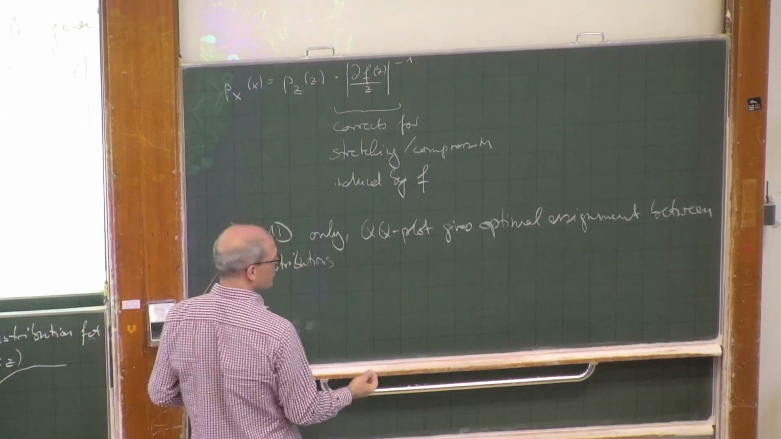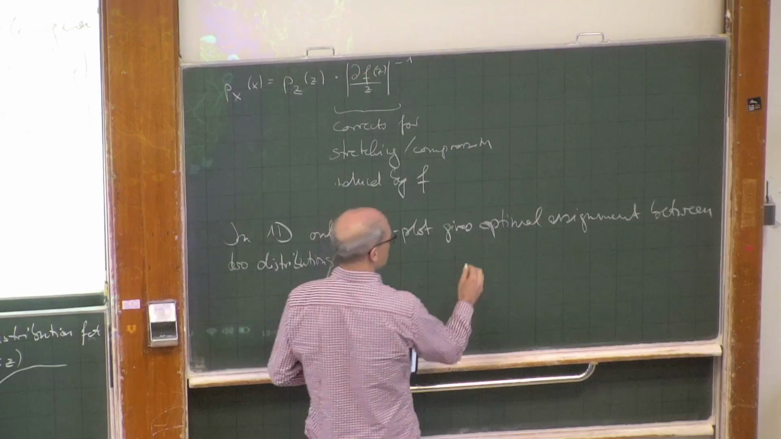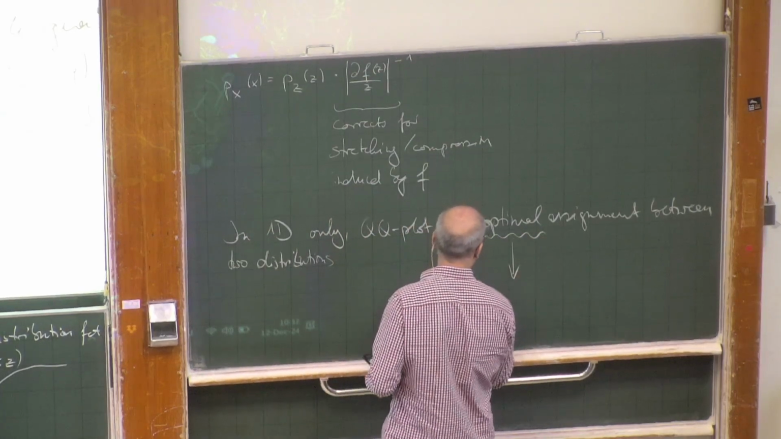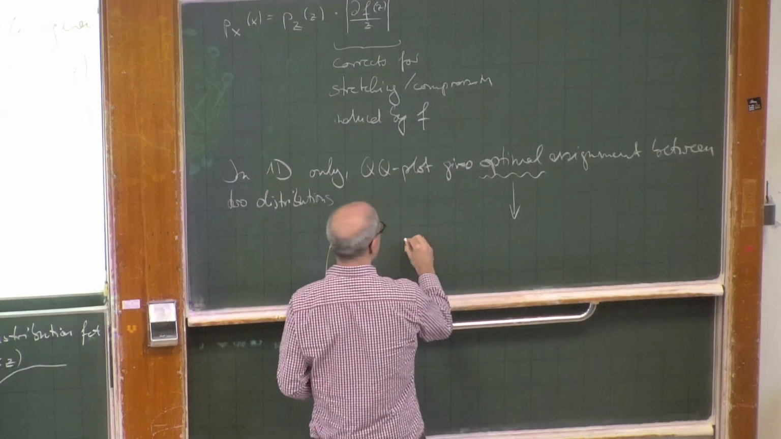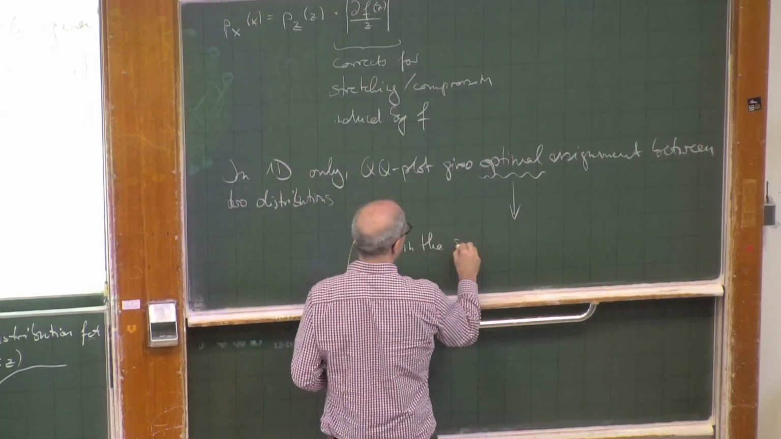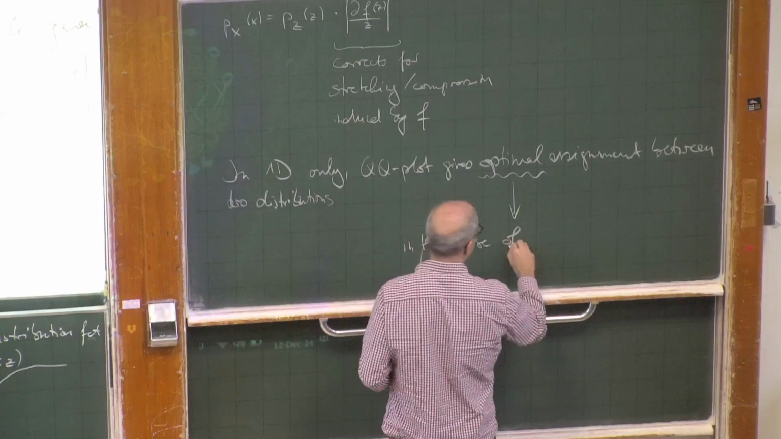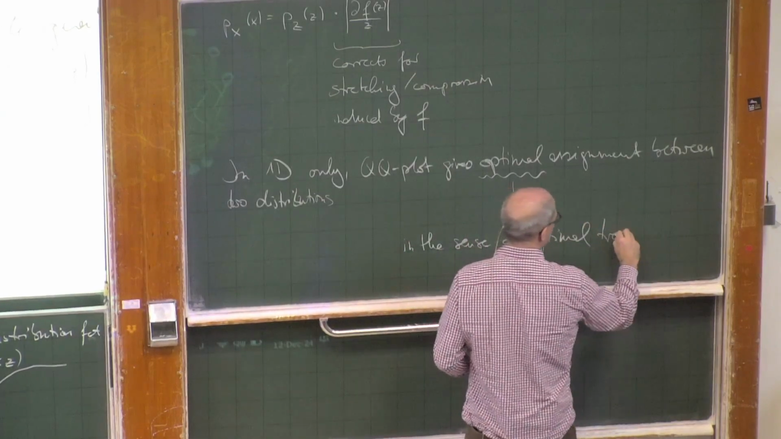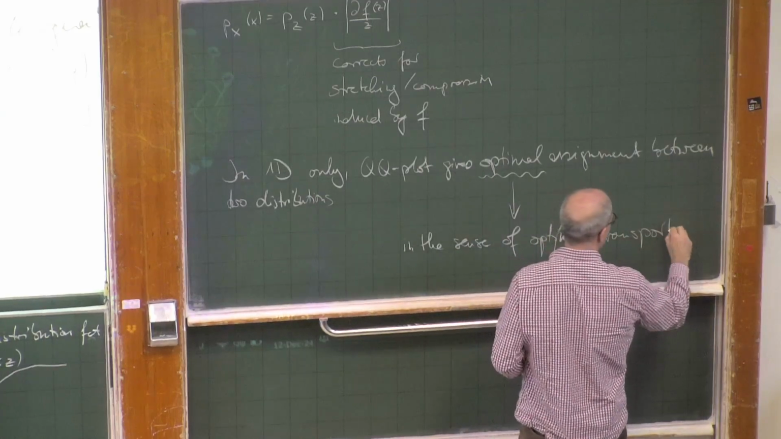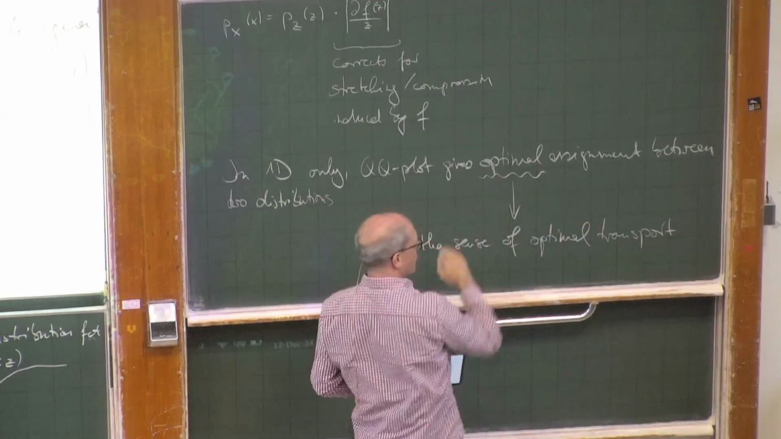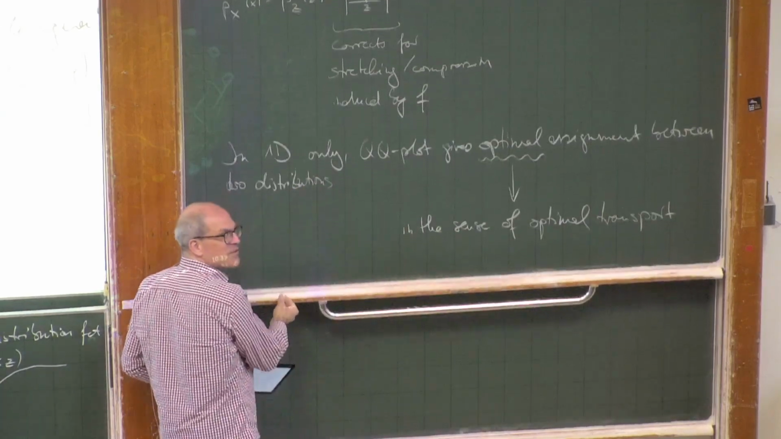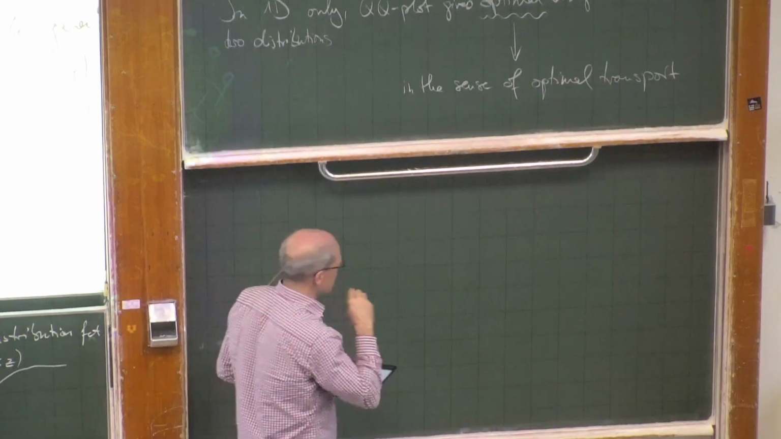All right, so we have two distributions, we have some assignment. What do I mean when I say optimal? What I mean when I say optimal is in the sense of optimal transport. Now I've replaced one word by more words, but what is this thing, optimal transport?